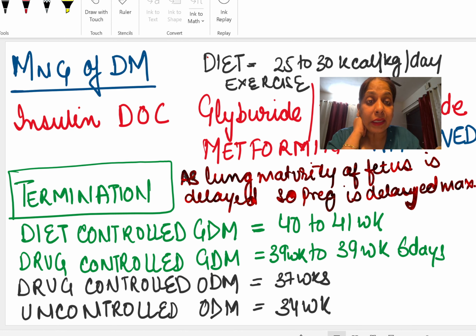And if it is a drug controlled gestational diabetes mellitus, it means the sugars are controlled, and then we will terminate this pregnancy at 39 weeks to 39 weeks 6 days. Okay, and in the case of drug controlled overt diabetes mellitus, we will terminate the pregnancy at 37 weeks, and in the case of uncontrolled overt diabetes mellitus, we will terminate the pregnancy at 34 weeks. Okay, I hope everything is clear to you now.